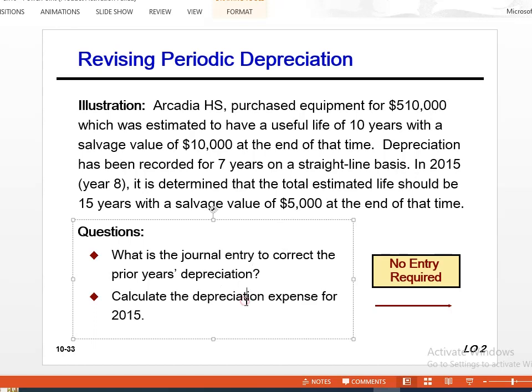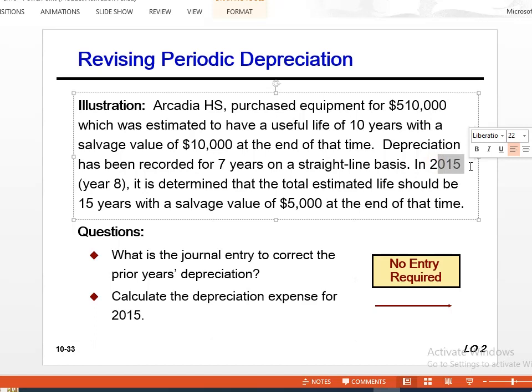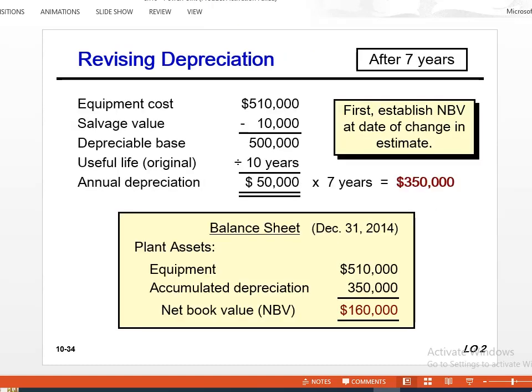They also want us to calculate the depreciation for 2015, which is the 8th year. So let me tell you what the process will be. In 2015, firstly we will calculate how much the book value is. Then we will say this book value is our new cost for the equipment. And then we will use the new life and new salvage value for the calculation of depreciation. Okay, so let's do this. Let's calculate the book value first.